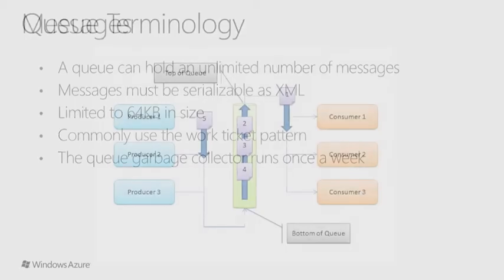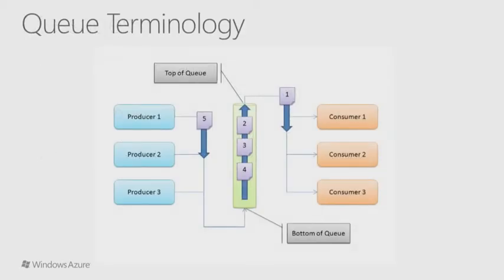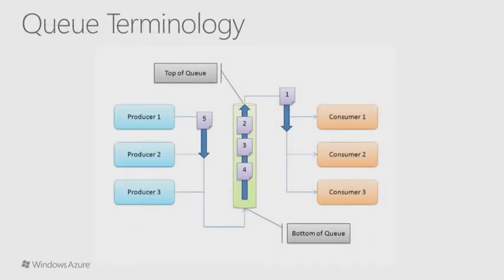And the common pattern is the work ticket. So as we go through, we've got a couple of producers and a couple of consumers. My producers, as they work, are going to chunk messages onto that queue. My consumers are going to pull messages off. Messages go onto the bottom of the queue, they get pulled off the top.